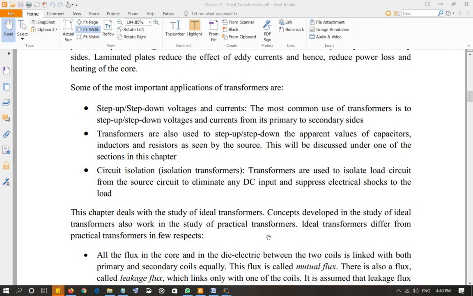In this course we are just discussing the ideal transformer right now. Practical transformers are not that different as far as analysis is concerned, but we don't really have time to go over the practical transformer, which is supposed to be the next chapter, but we are not going to discuss that.